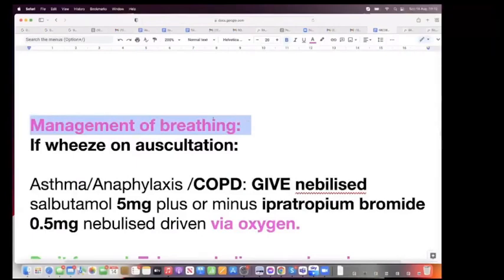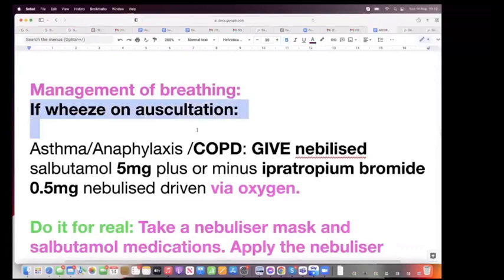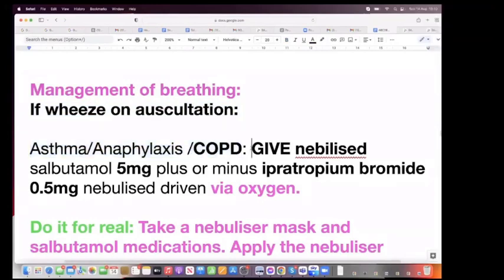Okay, so for example, if there is a wheeze on auscultation of the chest, then it doesn't matter whether this is asthma or anaphylaxis or COPD. What do you need? You need nebulized salbutamol, 5 milligrams.